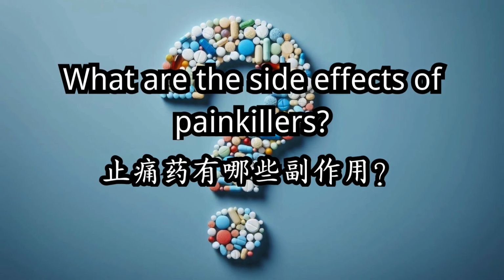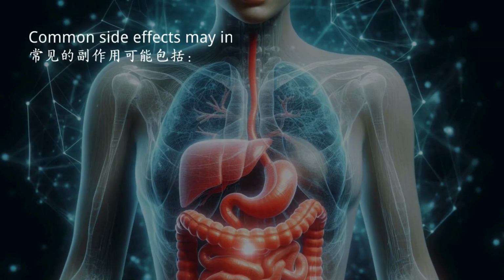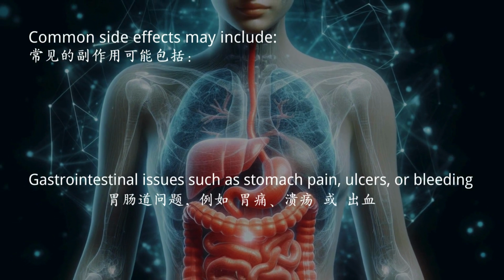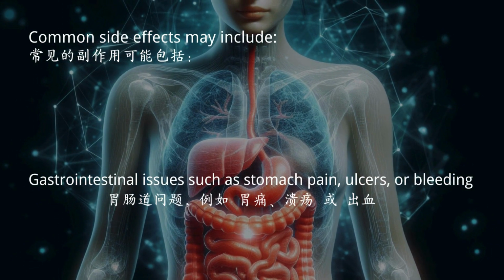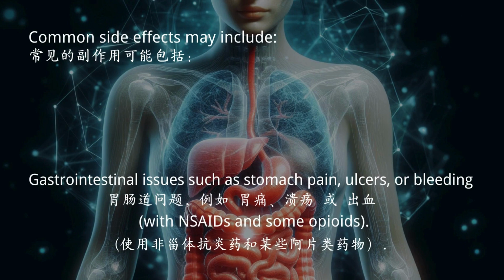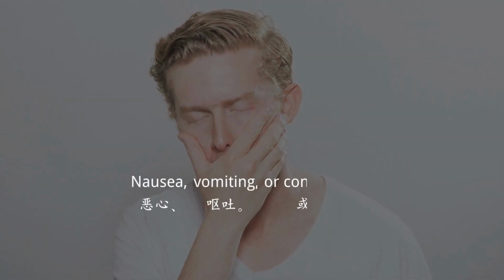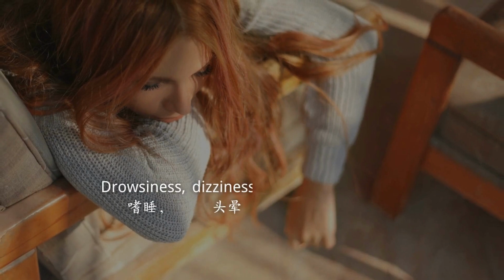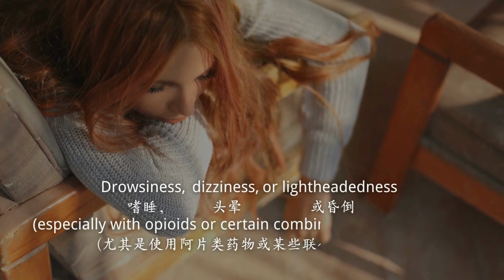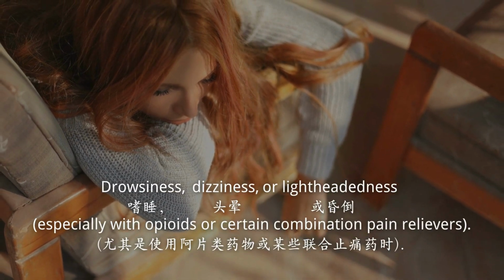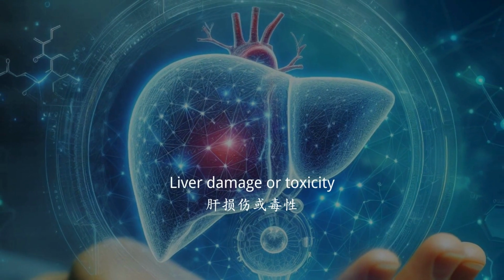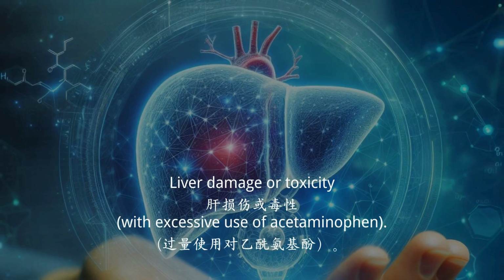What are the side effects of painkillers? Common side effects may include gastrointestinal issues such as stomach pain, ulcers, or bleeding, with NSAIDs and some opioids. Nausea, vomiting, or constipation, common with opioids. Drowsiness, dizziness, or lightheadedness, especially with opioids or certain combination pain relievers. Liver damage or toxicity, with excessive use of acetaminophen.